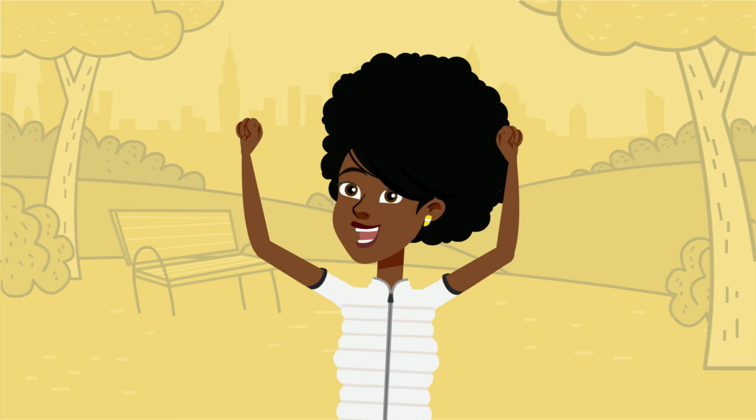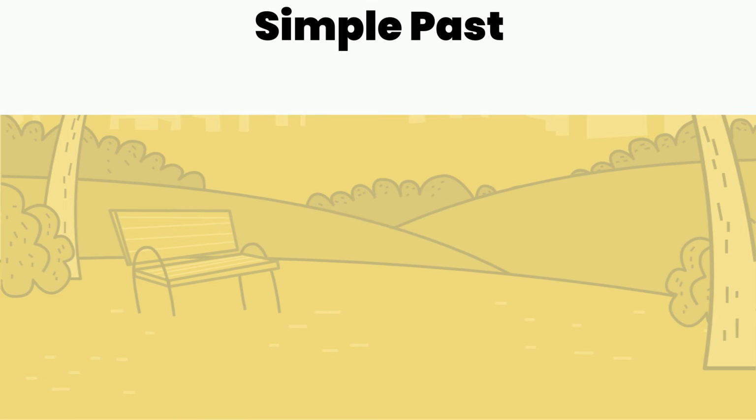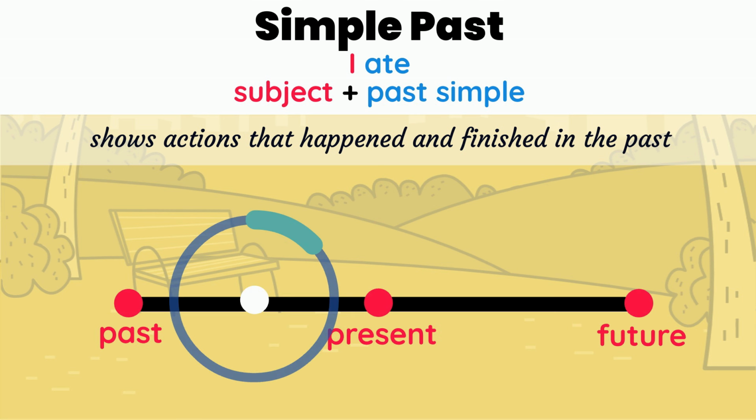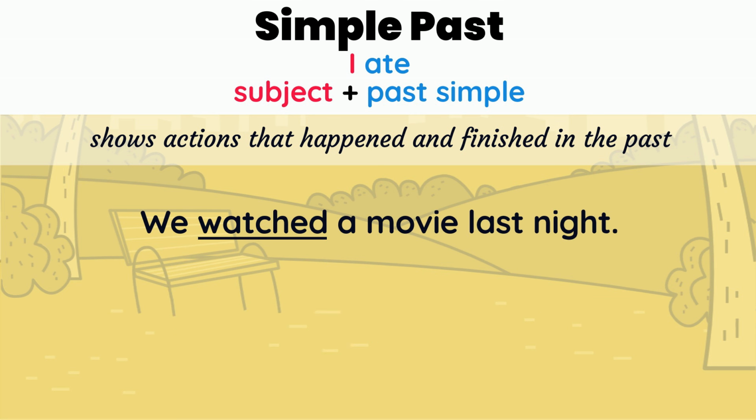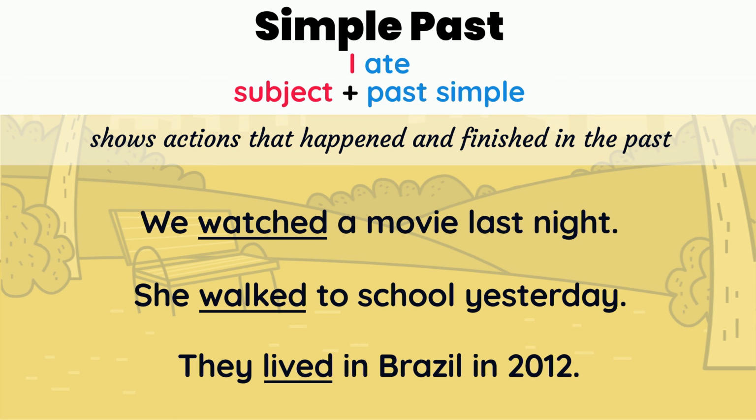Now that we've covered the 4 present tenses, let's tackle the past tenses. First up is simple past, one of the most common tenses, like I ate. We use past tense for actions that happened and finished in the past. We watched a movie last night. We watched the movie last night and we finished it last night. She walked to school yesterday. They lived in Brazil in 2012. Use the simple past tense when the action was completed in the past. You can use it with time markers like yesterday, last year, or in 2010.